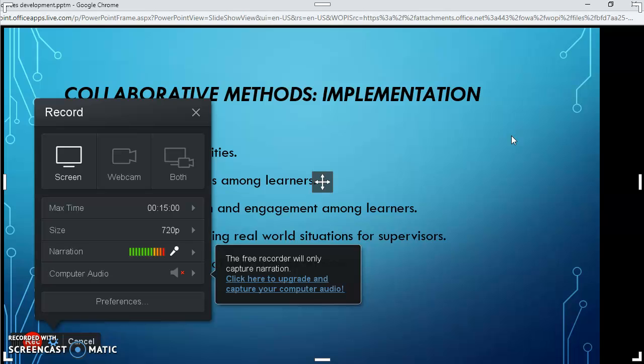In terms of collaborative methods in the implementation phase, we will be utilizing group case study activities, online discussion forums among learners, which will foster social interaction and engagement among the learners, as well as active role play discussing real-world situations for new supervisors that they may encounter in the workplace. We will also be utilizing peer-to-peer evaluation of the active role play exercises among the learners.